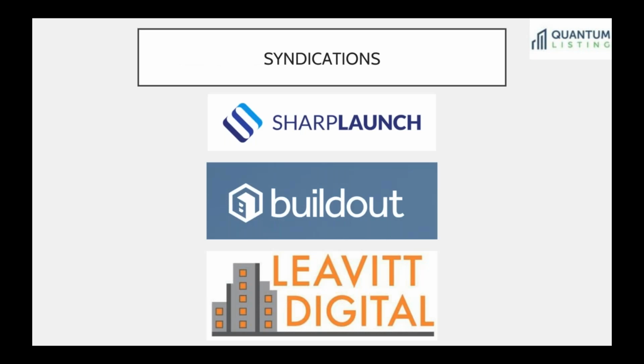Syndications, which I mentioned earlier, are important. Right now we have listings that can be syndicated to us via Sharp Launch and Build Out. If you subscribe to either of those services, both of them are wonderful. They help you make beautiful marketing materials. They can also share your listings to your website, similar to how we do it with iframes. They are paid subscription services, but they both create wonderful, wonderful products.